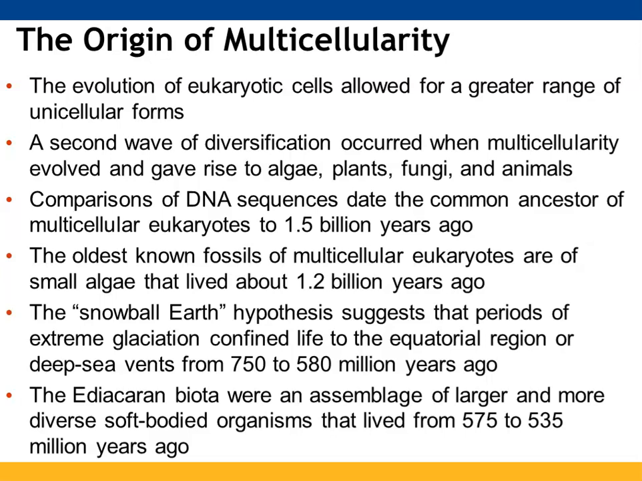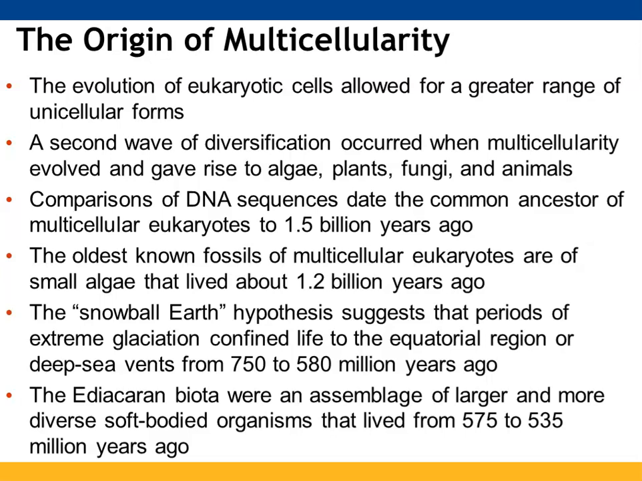When you compare DNA sequences, the common ancestor of multicellular eukaryotes dates back about 1.5 billion years ago, and the oldest known fossils of these eukaryotes are small algae, and they lived about 1.2 billion years ago. A hypothesis known as snowball Earth suggests that there were some periods of extreme glaciation that basically confined life to either areas around the equator or deep sea vents between 750 and 580 million years ago.